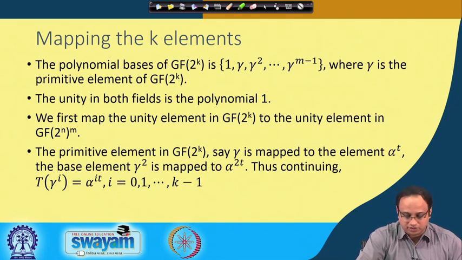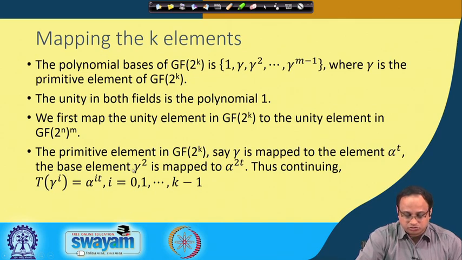Okay. So I will clarify that. So then what I do is that I find out the primitive element in GF(2^k), the primitive element which we have discussed in the previous discussions. So I get, say, that element denoted as gamma. So now gamma is mapped into alpha to the power of t, and alpha is essentially the base element.